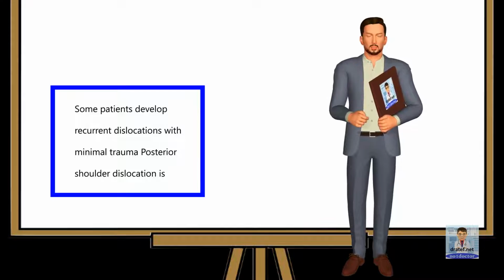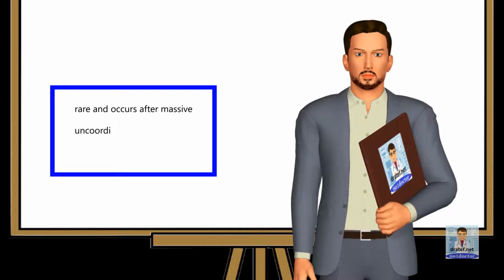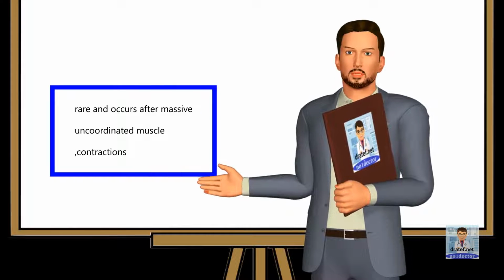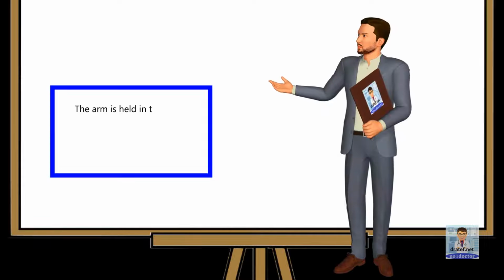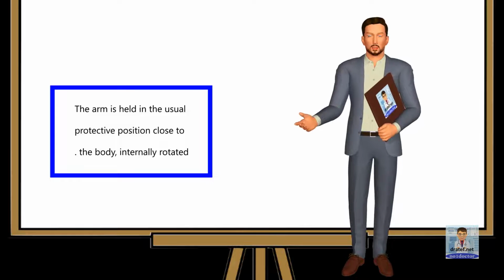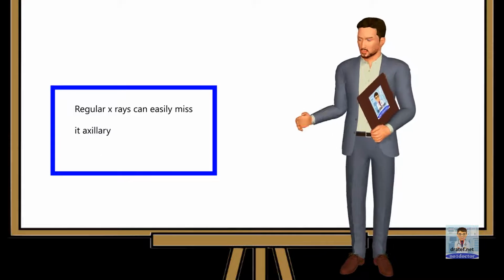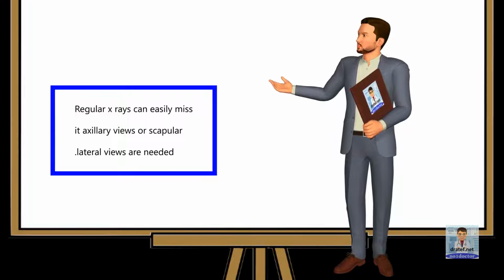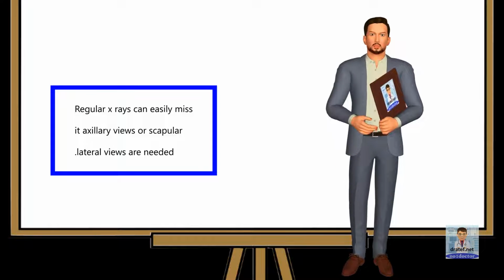Posterior shoulder dislocation is rare and occurs after massive uncoordinated muscle contractions, such as epileptic seizure or electrical burn. The arm is held in the usual protective position close to the body, internally rotated. Regular X-rays can easily miss it. Axillary views or scapular lateral views are needed.